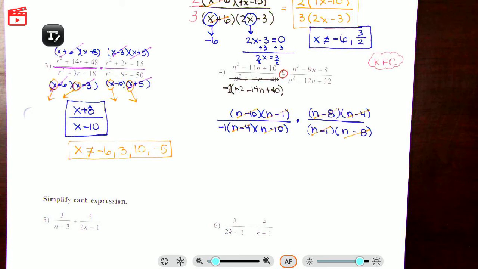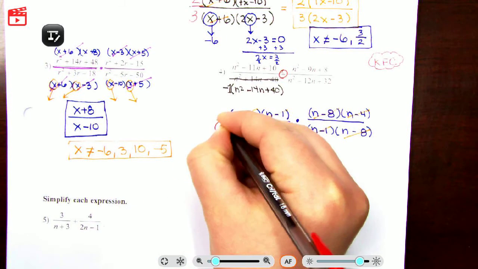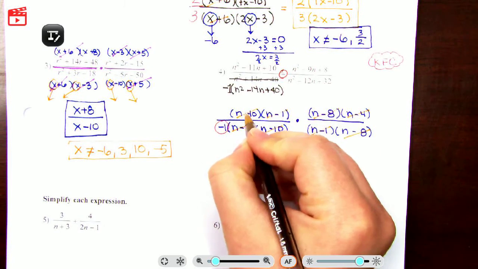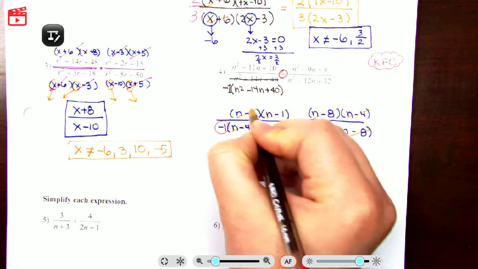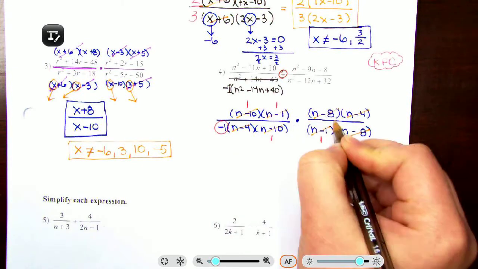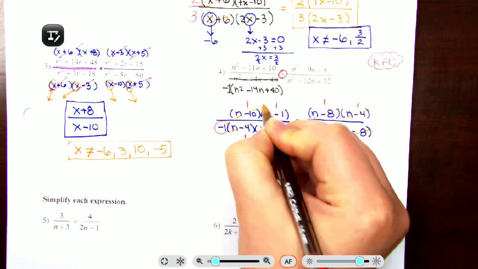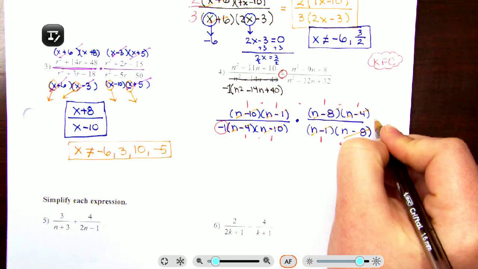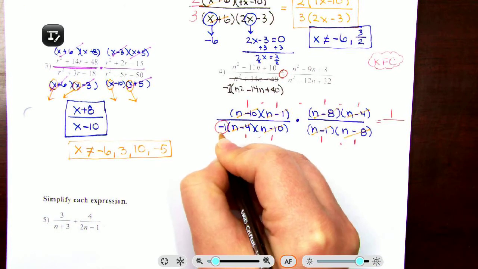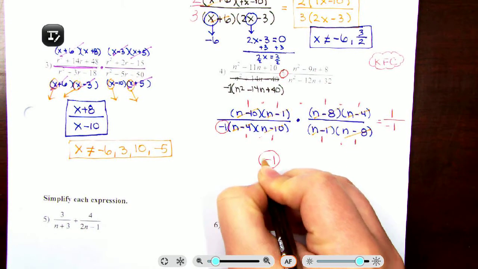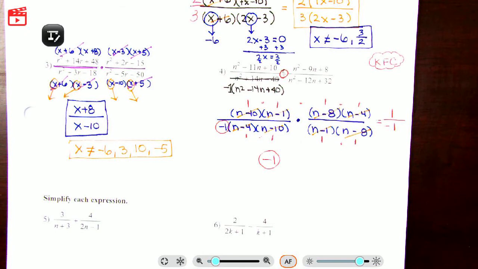That is wrong. The answer is not 0 because we do have something left over. Do you see this negative 1? Anytime you cancel something out, it becomes a 1. So n minus 10 over n minus 10, that's 1. n minus 1 over n minus 1, that's 1. That's 1, and this is 1. And remember, we're multiplying. So we have 1 times 1 times 1 times 1 times 1 is 1. Negative 1 times 1 times 1 times 1 times 1 is negative 1. And this simplifies to just negative 1. So your solution or answer to number 4 is negative 1.